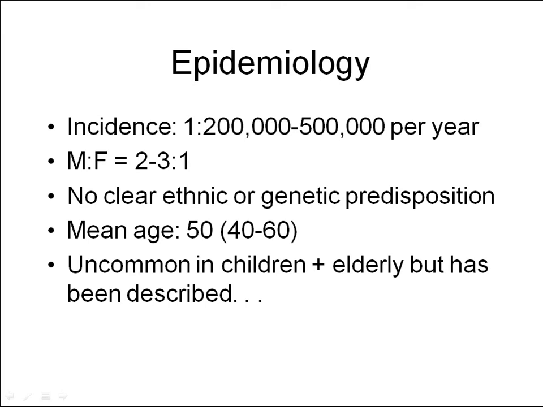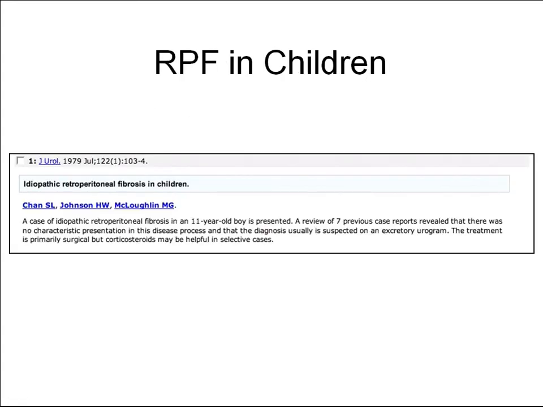The mean age at presentation is 50, typically presenting between 40 and 50, and the condition is uncommon in children and the elderly, but it has been described, like in this paper on idiopathic retroperitoneal fibrosis in children, published by Dr. McLaughlin in 1979.